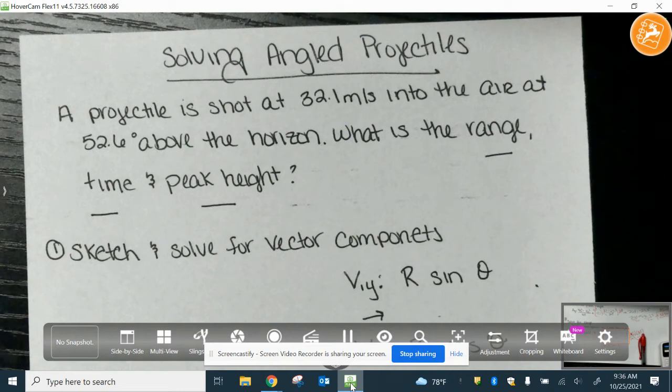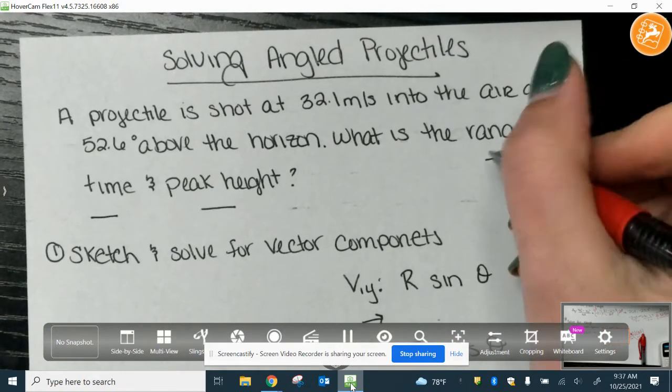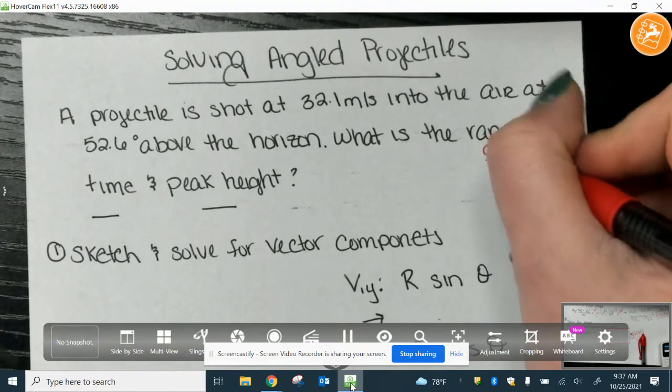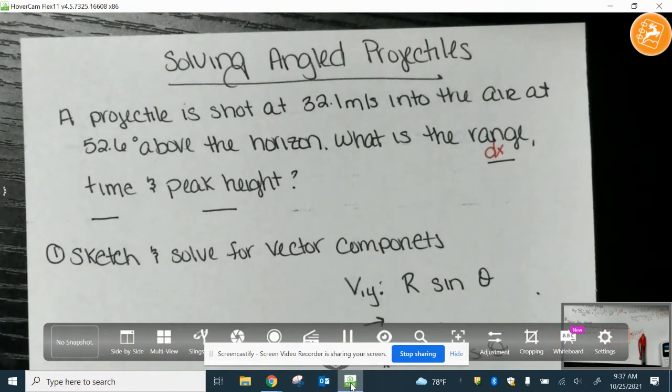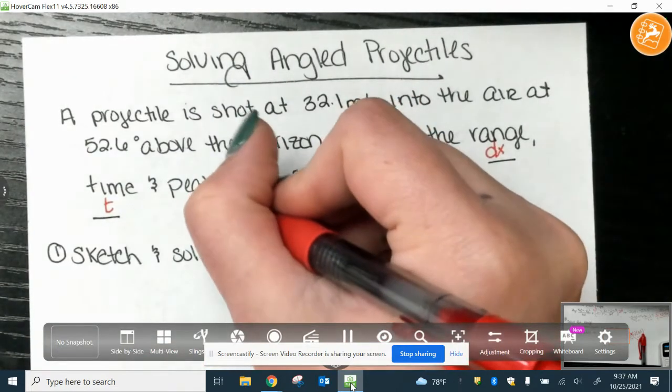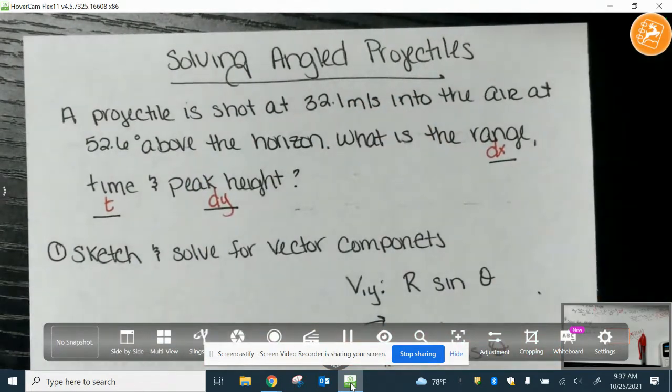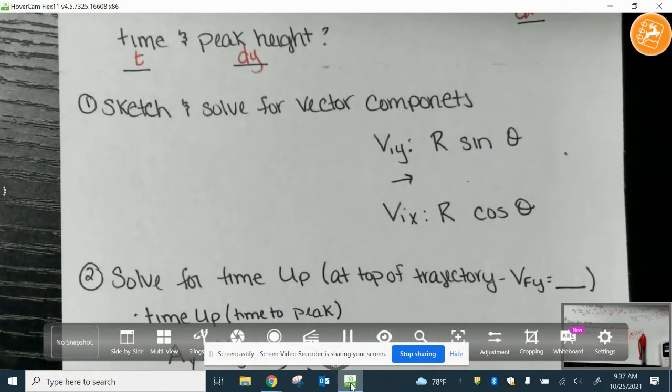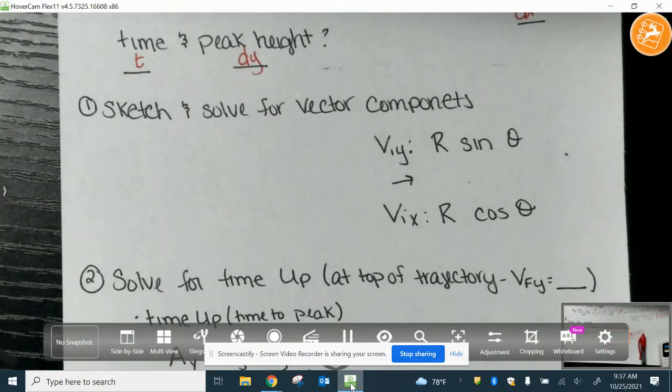So a projectile shot at 32.1 meters per second into the air at 52.6 degrees above the horizon. Find the range, time, and peak height. As a reminder, range is how far it's going to go, or d of x. Time is how long it takes, and peak height is how high in the air it goes, which would be d of y. So the first step in solving angled projectiles is to sketch and solve for the vector components.